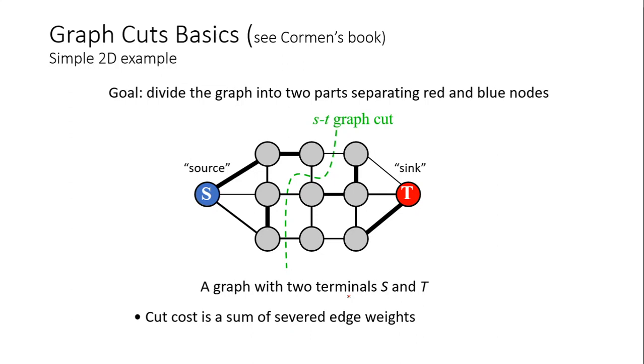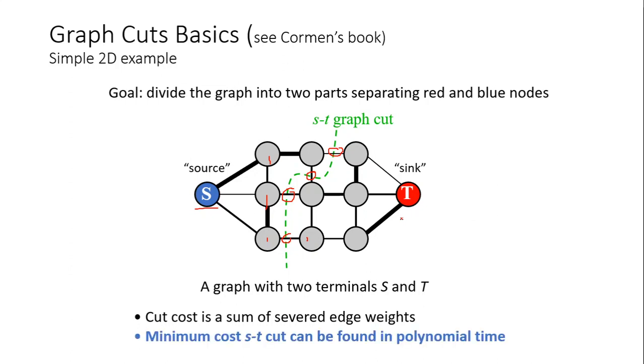A cut cost is a sum of severed edges. So the cost of this edge, this edge, this edge, and that edge. After this cut happens, in one convention you see that this node and this node belong to the source, and the other nodes belong to the sink. You can take it the other way around also.